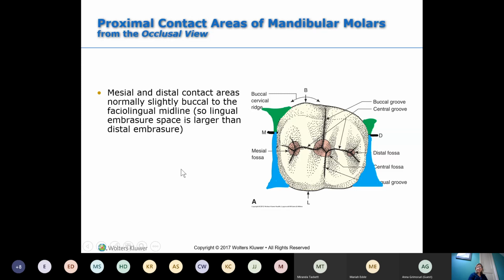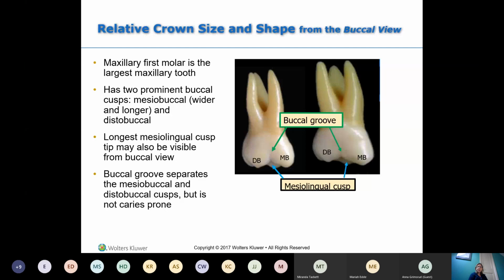But you're going to try it out by trial and error and come up with your own ways to scale. Your maxillary first molar is the largest maxillary tooth. It has two prominent buccal cusps, a mesiobuccal, which is wider and longer, and a distobuccal. Again, if you look at this tooth, you can see the entire root structure curve slightly distally. Each root individually looks pretty straight, but collectively, they tend to bend a little bit toward the distal.